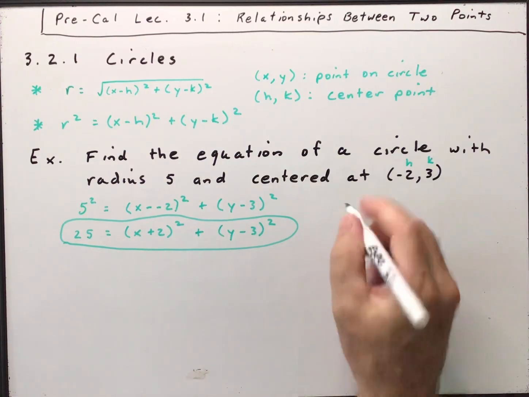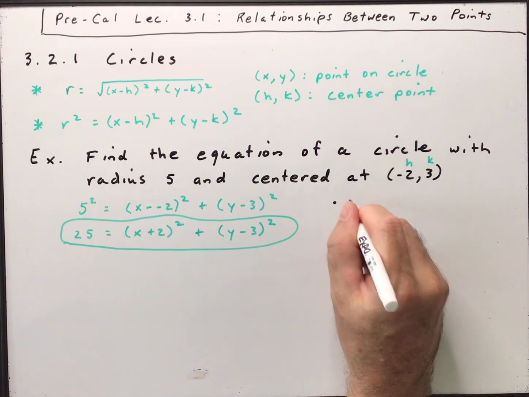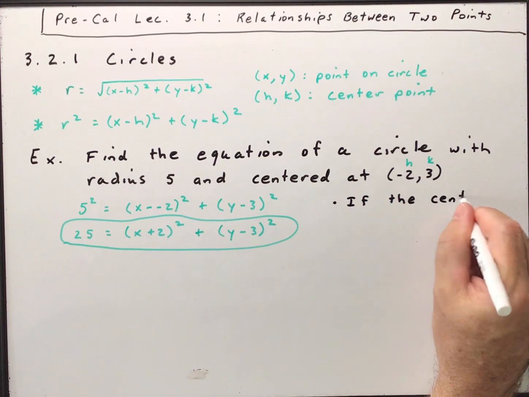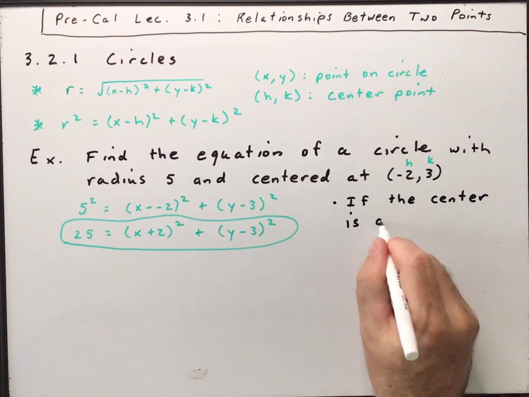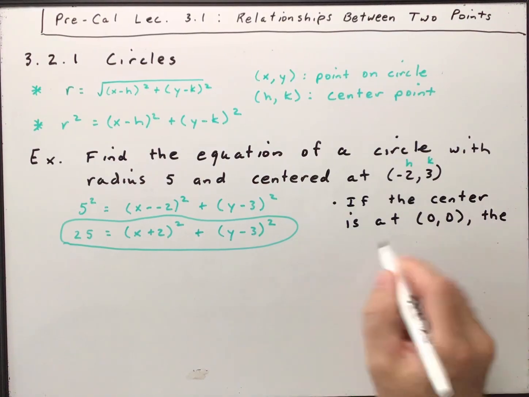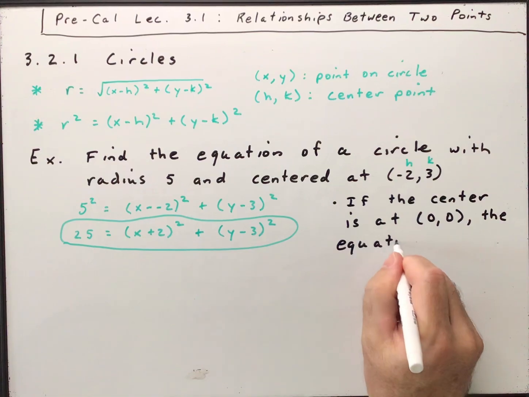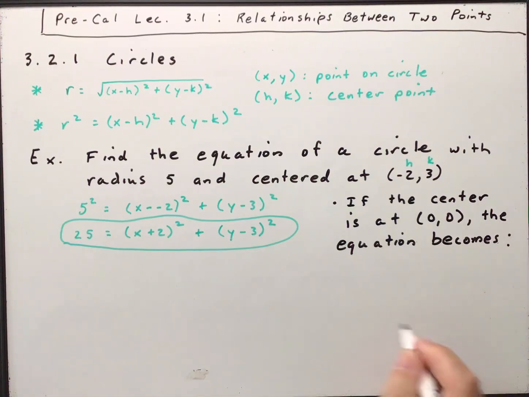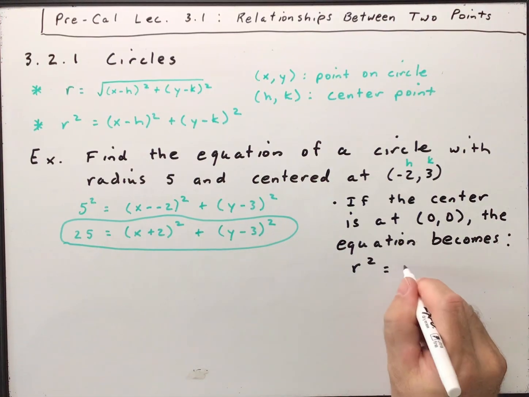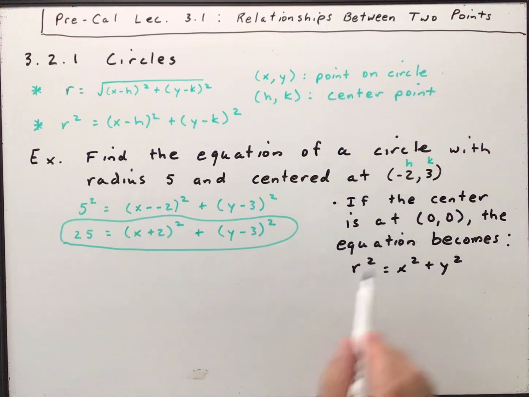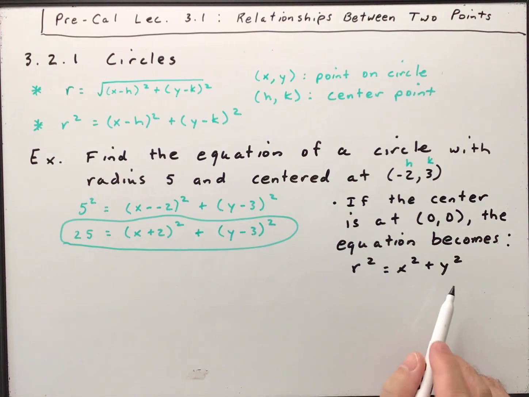All right. Let me do a little side note. If the center is at the origin, so at 0, 0, the equation becomes r squared is equal to x squared plus y squared. So that's only if it's centered at the origin. You may have seen that before. Sometimes when teachers are teaching about circles, they just start with the center at the origin.